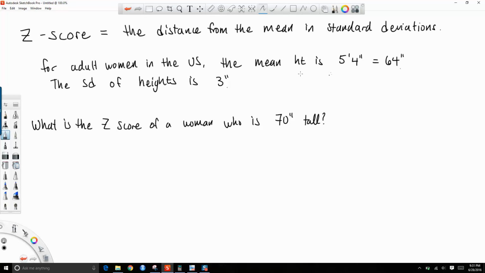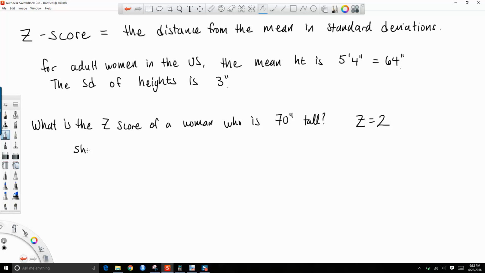So how much higher than the mean is she? She is 6 inches taller than the mean. How much is that expressed in standard deviations? She is 2 standard deviations above the mean. So her Z-score is 2. So Z equals 2.